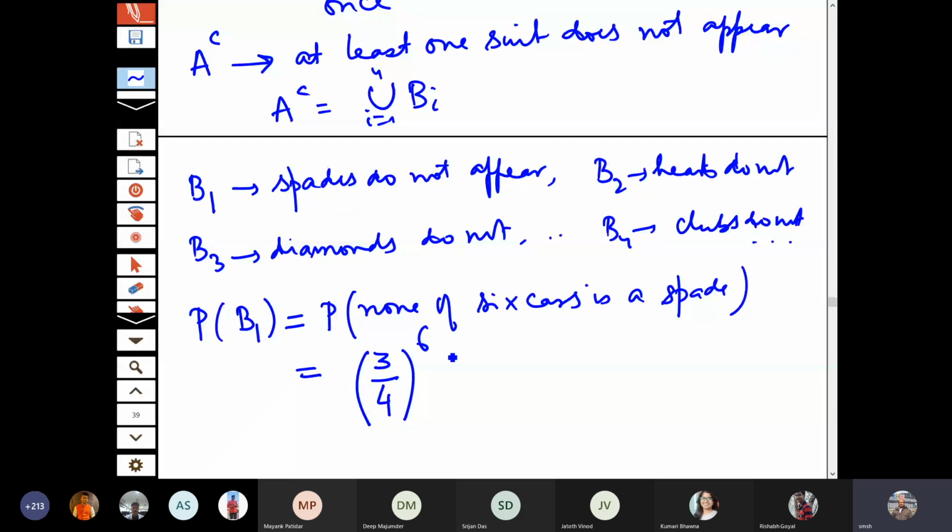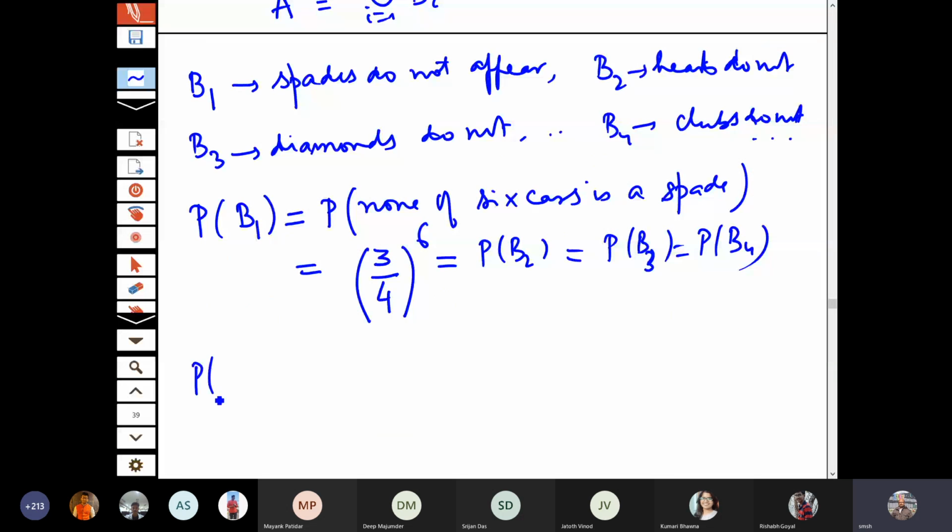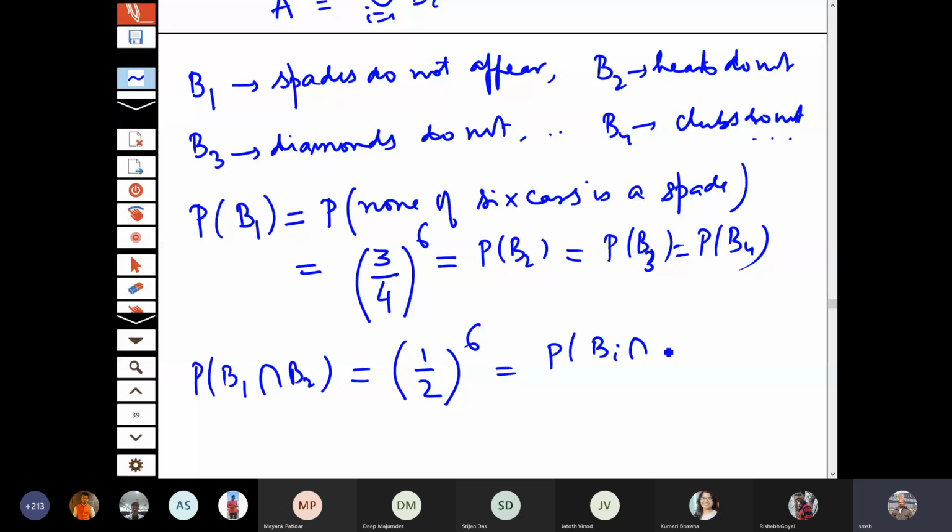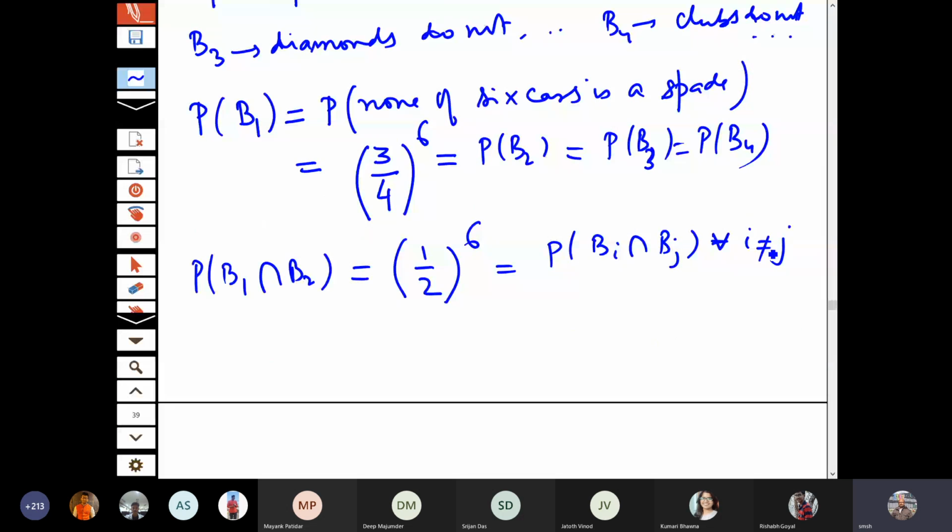So 3 by 4 to the power 6. Now this same thing will be the probability of B2, the same thing will be the probability of B3, the same thing will be the probability of B4 also. Similarly, what is the probability of B1 intersection B2? That means spades and hearts do not appear, so it is half. So half to the power 6, and this will be the probability of Bi intersection Bj for all i not equal to j. Of course, we can say i less than j, that will be enough.